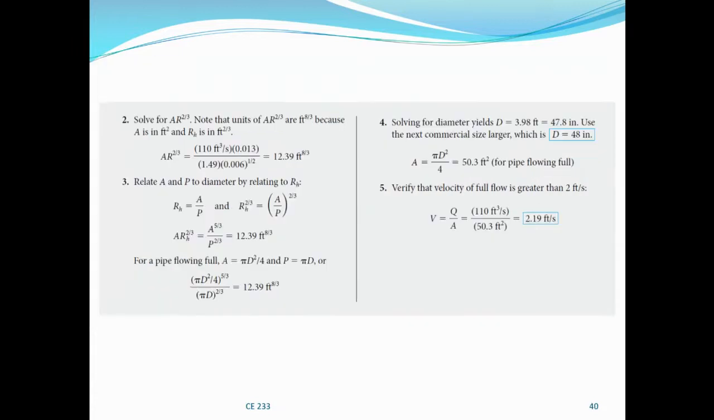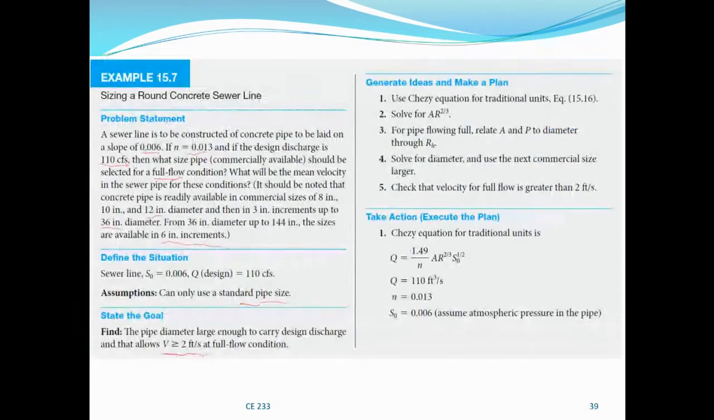In this case, we can find the section factor using the Manning equation. Okay, you can see this is the section factor. Every other thing, flow rate is known, this is known, bed slope is known. And here, assume atmospheric pressure in the pipe.